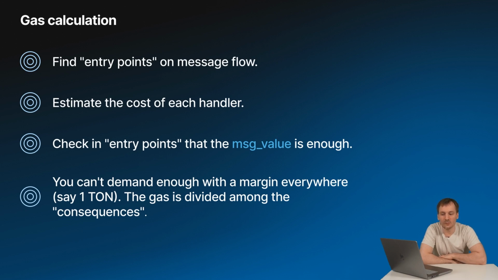The gas is divided among the consequences. Let's say your contract sends 3 messages. Then you can only send 1/3 of a TON to each. This means that they should demand less. It's important to calculate the gas requirements of your whole contract carefully. Things get more complicated if, during development, your code starts sending more messages. Gas requirements need to be rechecked and updated.